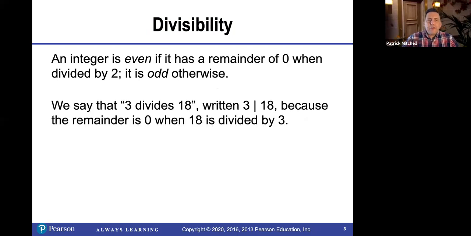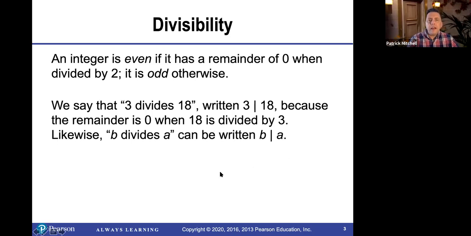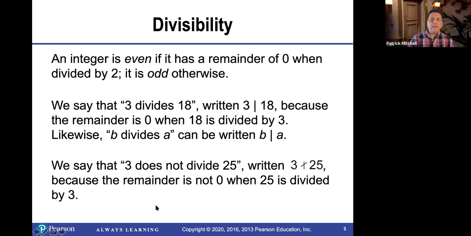We say that 3 divides 18, which we write like this, because the remainder is 0 when 18 is divided by 3. I think this came up in the last section of Chapter 3. Likewise, B divides A can be written like this. We say that 3 does not divide 25, which is written like this, because the remainder is not 0 when 25 is divided by 3.